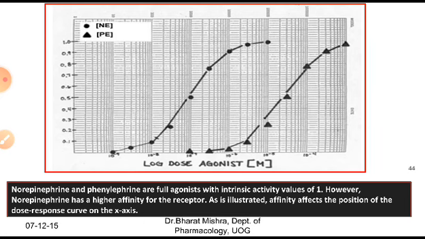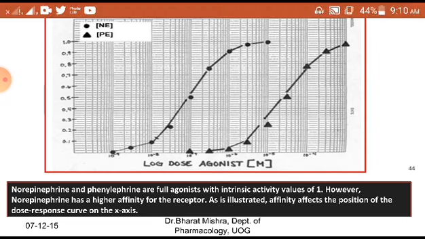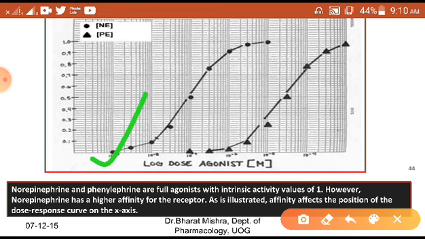Here one graph is there to tell you the effect of the agonist and the intrinsic activity of the drugs. You can see the first graph, which shows the norepinephrine drug, right?